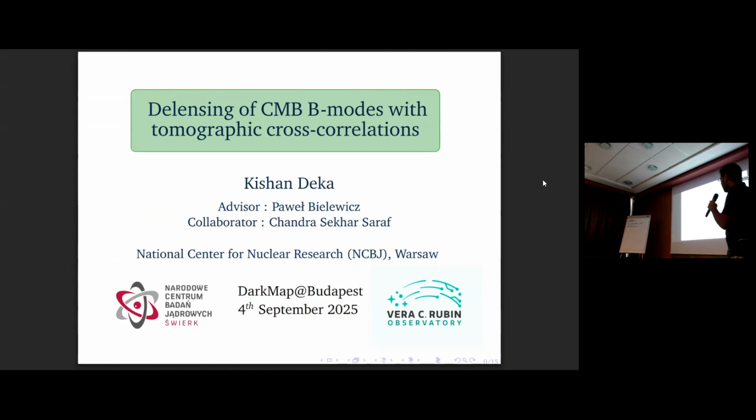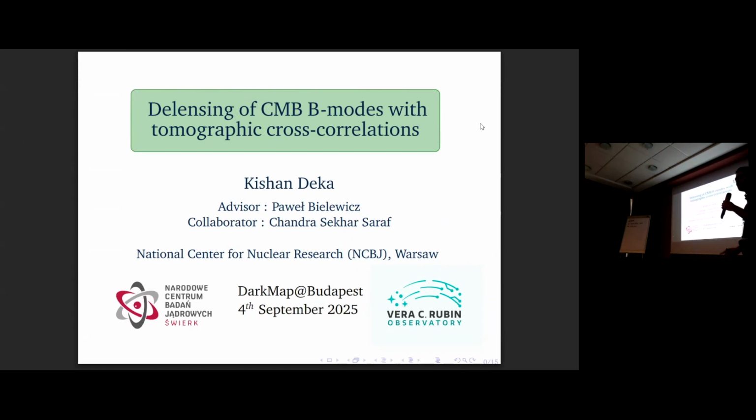Good afternoon, everyone. My name is Kishan Deka. I'm almost a fourth-year student at the National Center for Nuclear Research in Warsaw. I previously worked on CMB delensing, foreground systematics, and constraints on tensor-to-scalar ratio. But today I'm going to be presenting about delensing of CMB B-mode polarization using the cross-correlation between CMB and galaxy surveys. I am doing this work with my advisor, Pavel Bielewicz, and collaborators at Stanford.